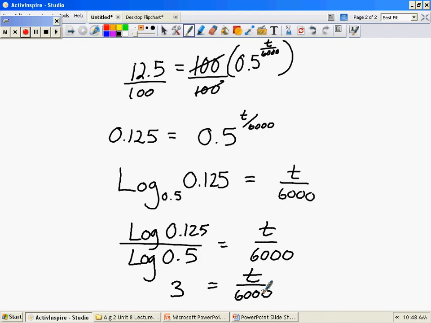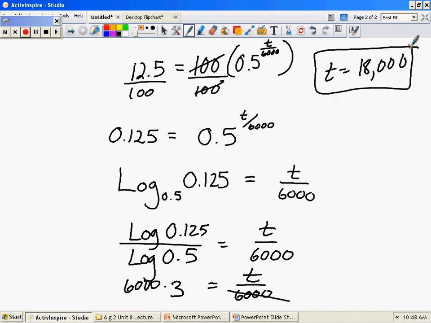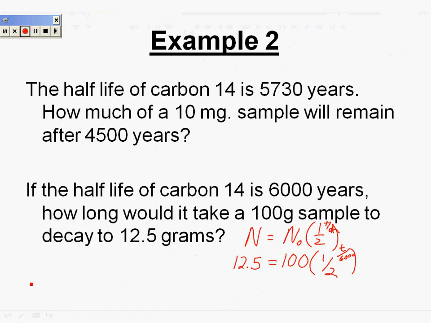One more thing to figure out how old this thing is. We have t over 6,000 equals 3, so how can I find t? Multiply 6,000 on the other side. Yep, just cross it off the bottom here, multiply it to the other side, right? Which gives me a total of how long? 18,000. So it would take 18,000 years for 100 grams to decay into 12.5 grams.